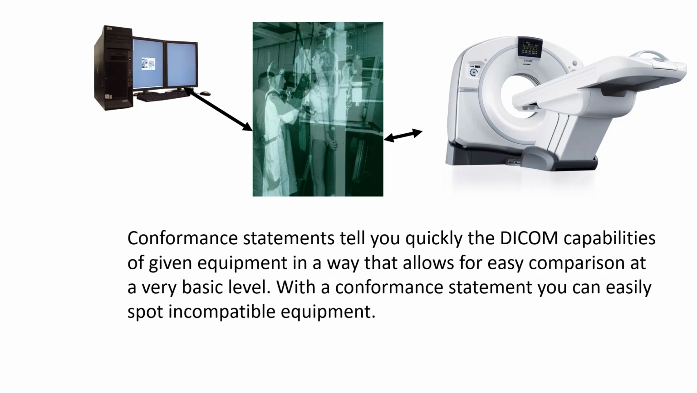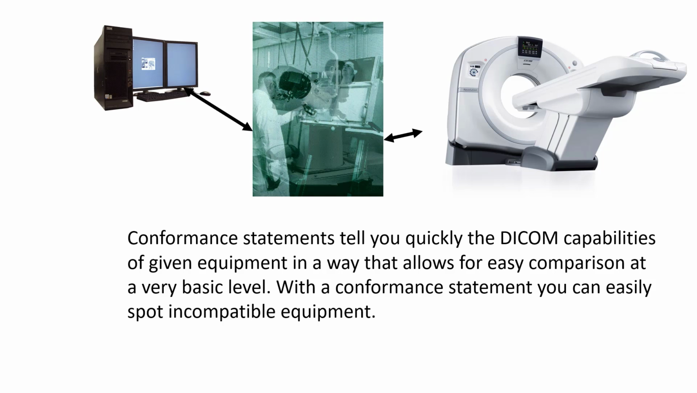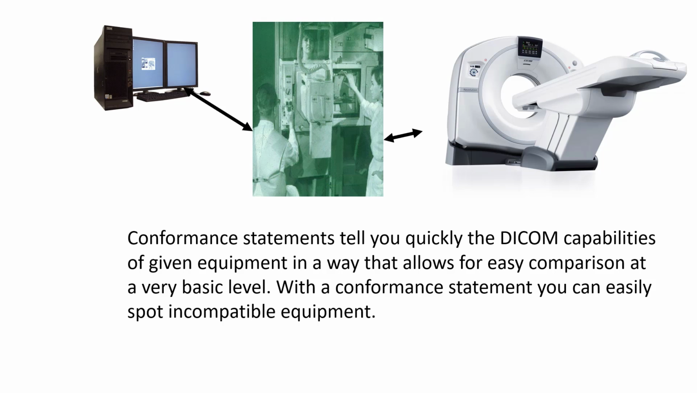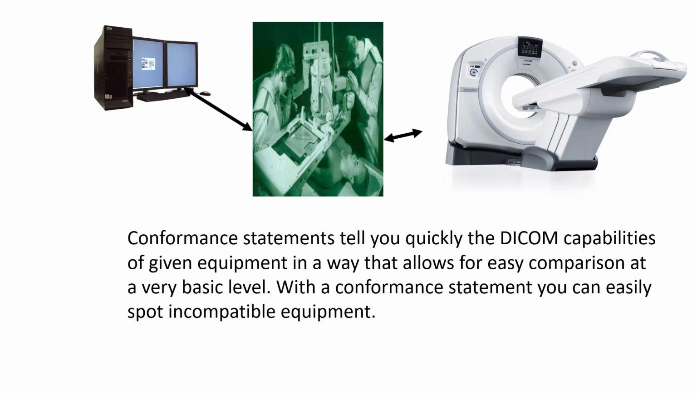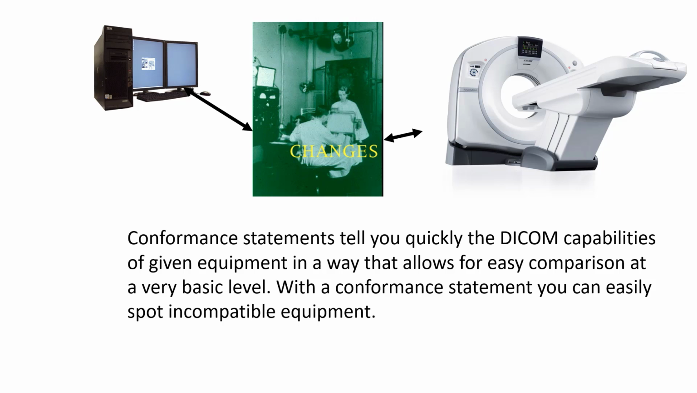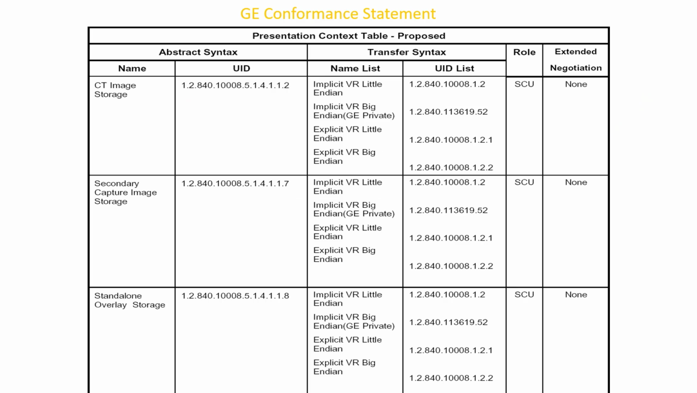Conformance statements tell you quickly the DICOM capabilities of given equipment in a way that allows for easy comparison at a very basic level. With a conformance statement, you can easily spot incompatible X-ray and office equipment. Here we see part of a GE conformance statement standard for one of their CT scanners.